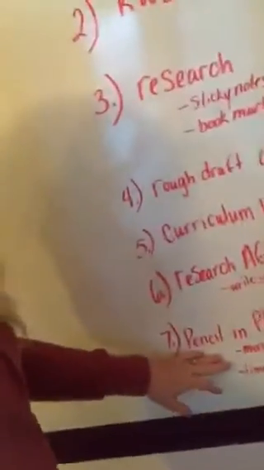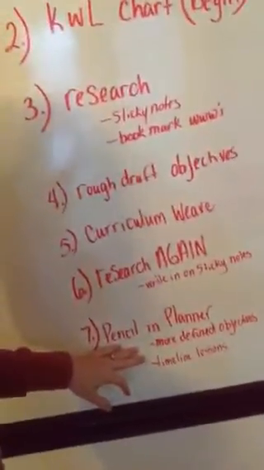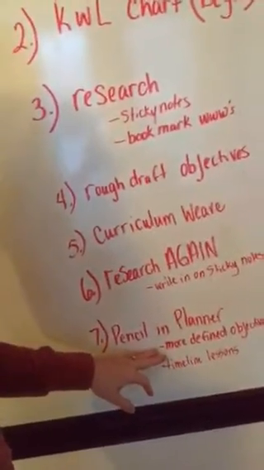So initially my preliminary research, I just put the sticky notes down on this interesting thing. This looks like it could go with a lesson that I want. And then through my KWL charts, through my curriculum weaving, through determining my objectives, I go back to that research and I say, okay, this fits in with that, or this does not fit in with that. And then the final step here is I'm going to pencil in my planner, and I'm going to really define my objectives, and I'm going to timeline my lessons.